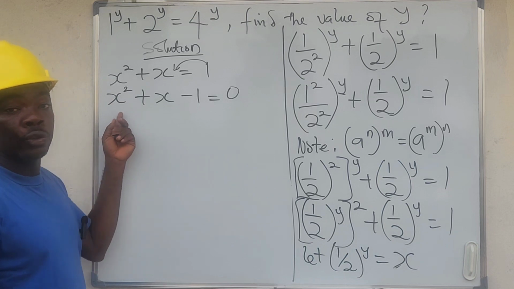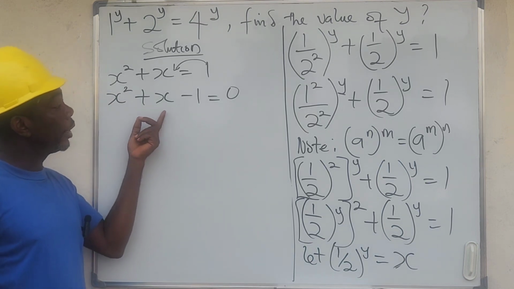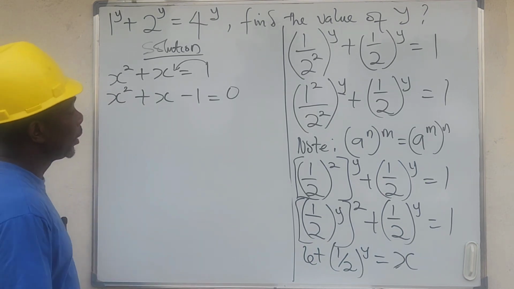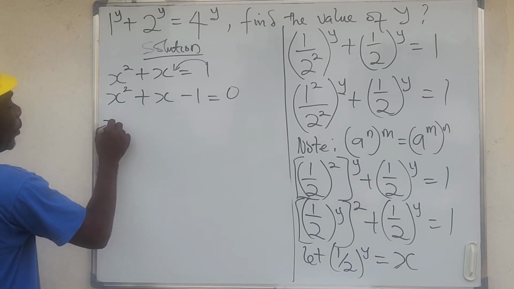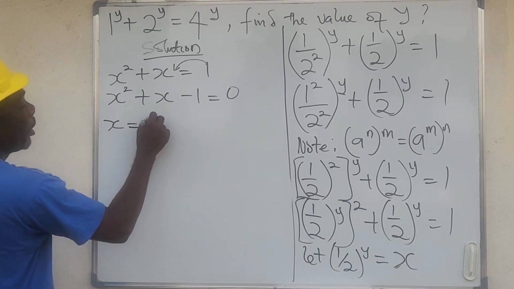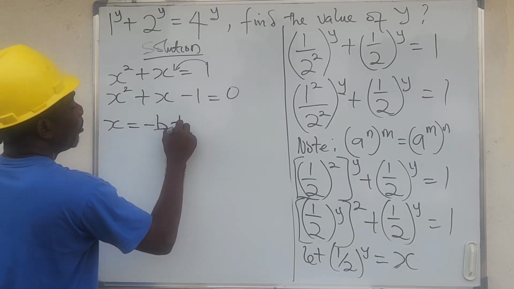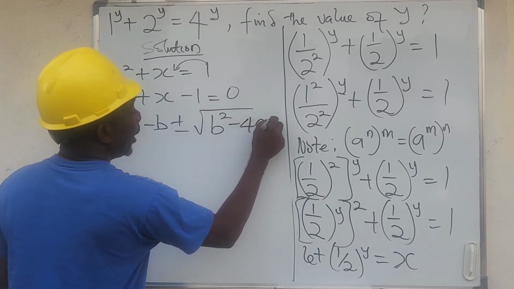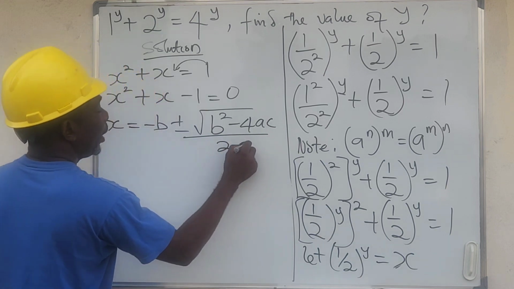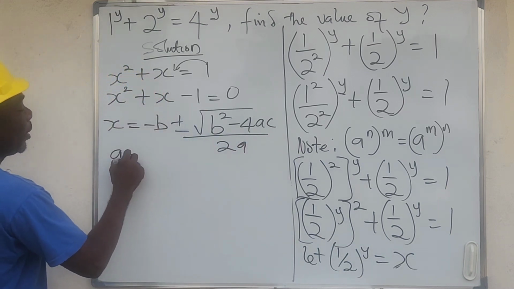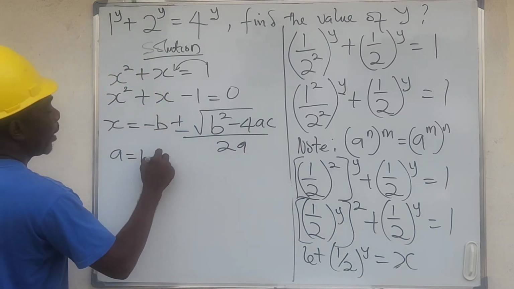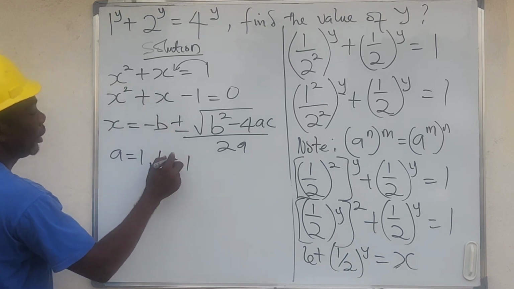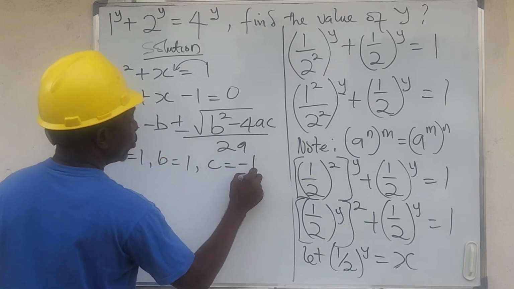Here we will use the quadratic formula to find the value of x. Recall that x equals minus b plus or minus the square root of b squared minus 4ac, all over 2a. In this case, a equals 1, b equals 1, and c equals minus 1.